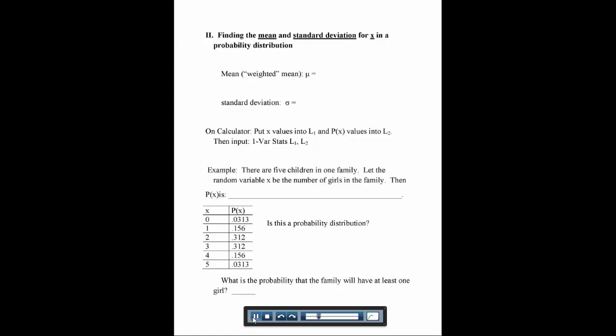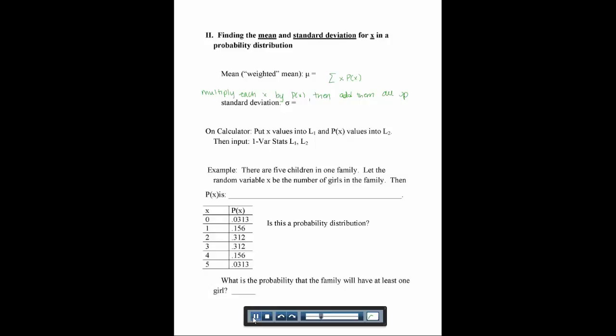Now, we have a mean and a standard deviation for a probability distribution. The mean is sometimes called a weighted mean. And this kind of gives you an average value for your probability distribution. To find this, we add up each x value times p of x value. So for each x value, we take x times p of x, and then we add them all up. So we multiply each x by p of x, then add them all up. And I'll tell you how to do this on your calculator as well.